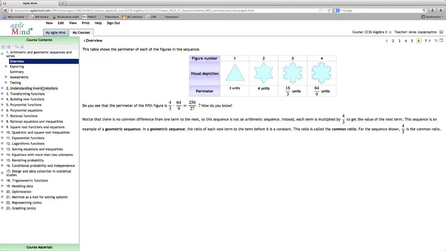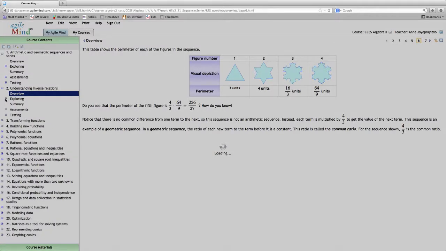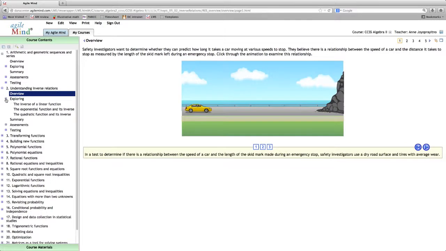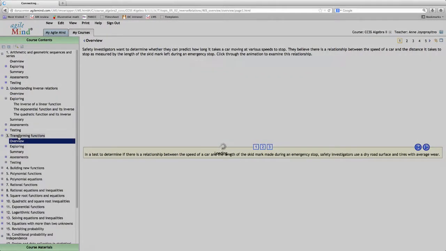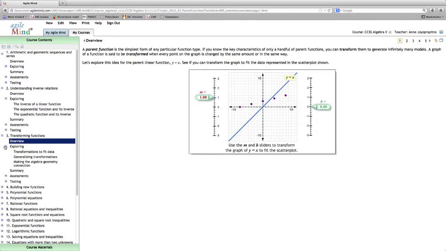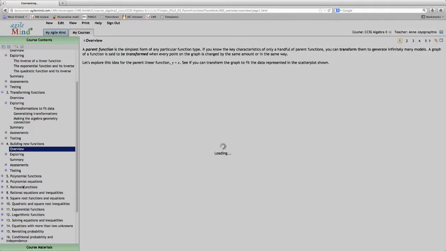Topics 2 and 3 introduce students to concepts such as inverses and transformations that are applicable to various function types. The early topics provide a general context for these concepts so that students may begin to develop a big picture understanding of their future work with functions. Students will revisit these concepts throughout the course in more detail and at a deeper level as they study various function types.